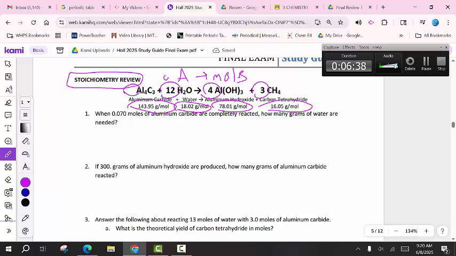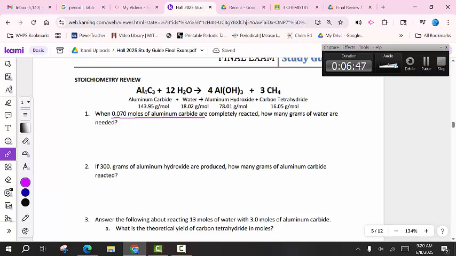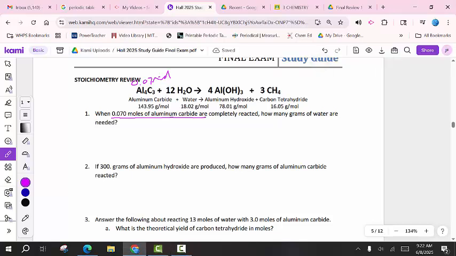So when you're given something in these problems, you're given one thing, either moles or grams of something, and you're going to something else in the reaction. So a good strategy is make sure you read it carefully, what the substance is, and write above the reaction what's given to you. So I have 0.07 moles of aluminum carbide. So it's giving us 0.07 moles of aluminum carbide, and it's asking for grams of water.